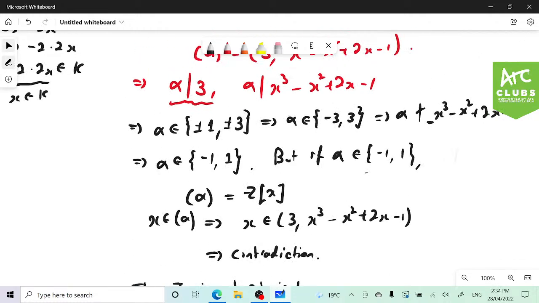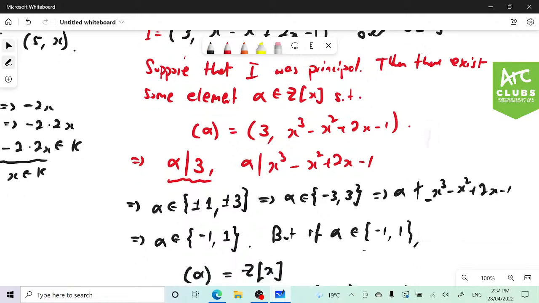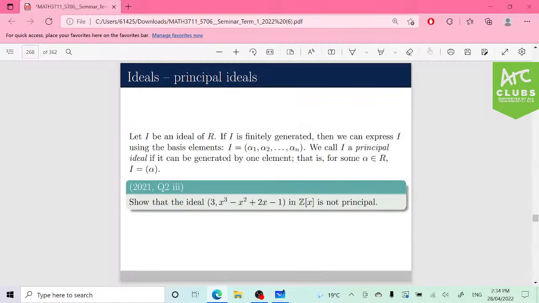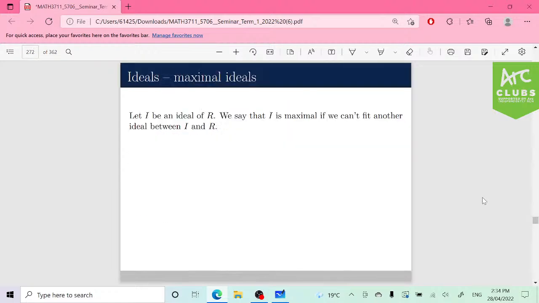So to summarize, what we can do to show that something is not principal is to suppose that it was principal and we hit a contradiction. So the only way for this to happen is if I was not principal to begin with. Cool. All right. We'll go back to the slides. Yeah, so I've written out the solution here.